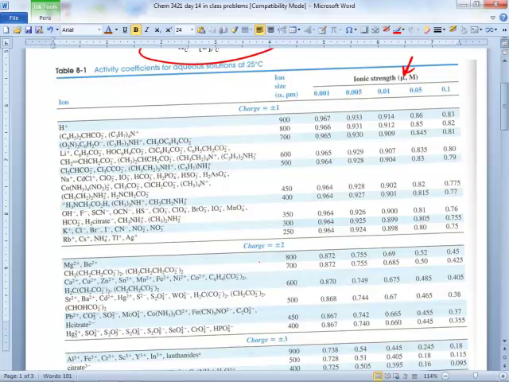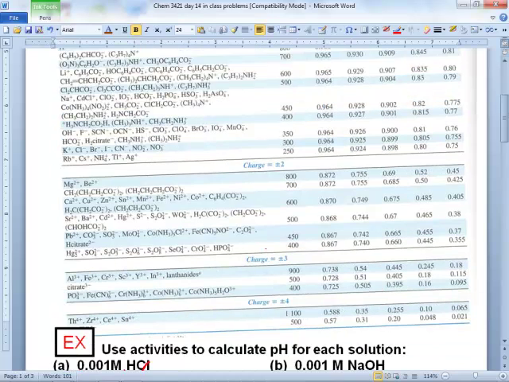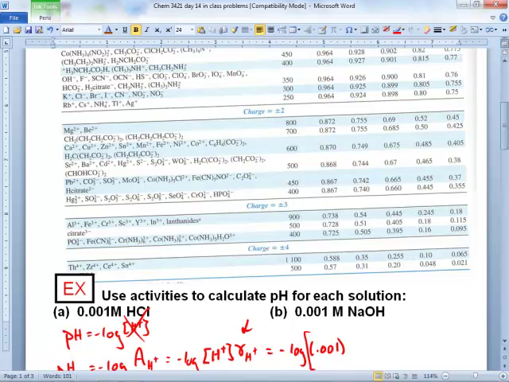But we need to find the ionic strength. What's the ionic strength of this solution? Yeah, concentration times the charge, but there's that 1/2 out front. So if we did the work, won't we get 0.001? Yeah, okay. I forgot about the 1/2 out front, right?